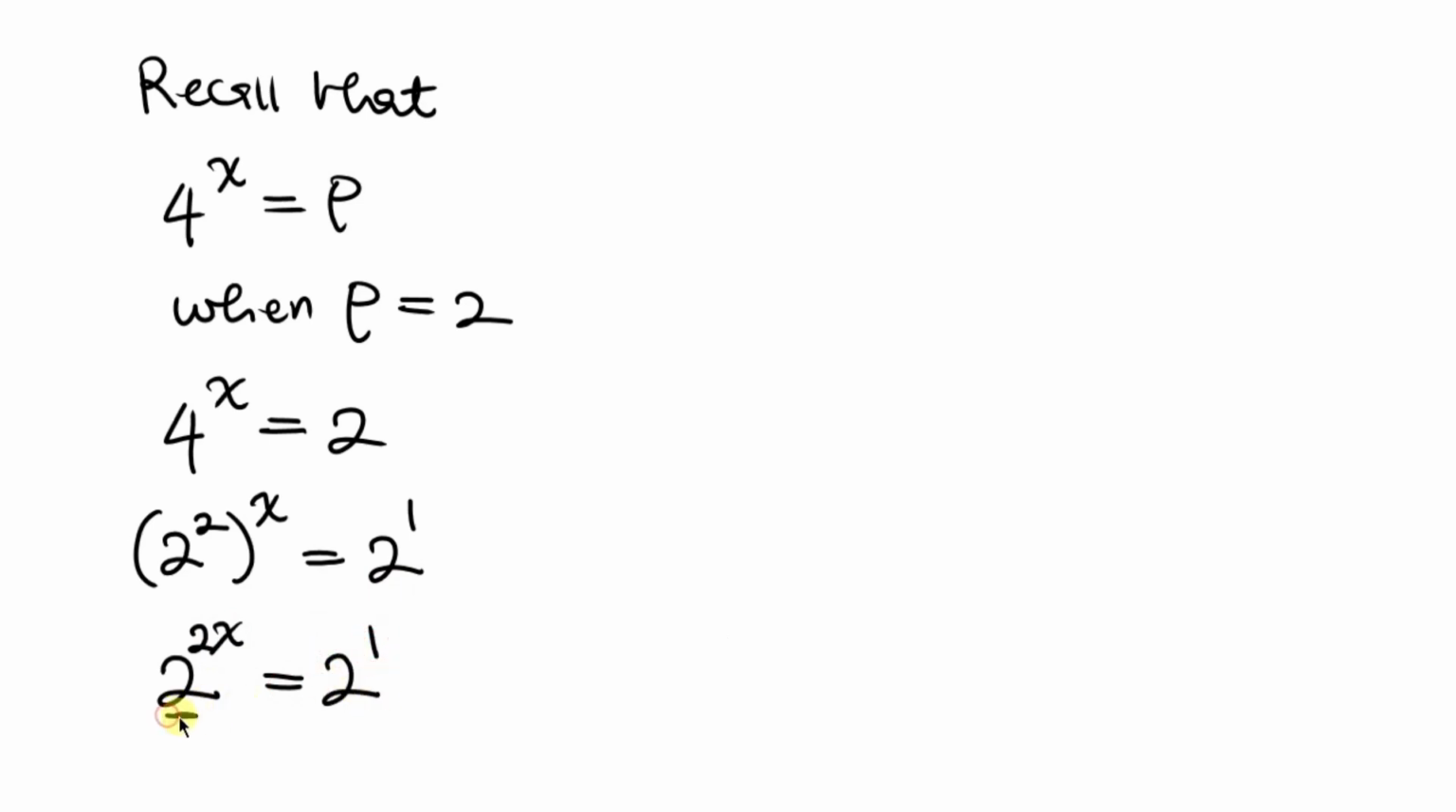Now, the base on the left and the base on the right are the same. So we equate powers. The power on the left is 2x, equal to the power on the right, which is 1. And to get the value of x, we divide both sides by 2. So 2 cancels out 2, leaving behind x equal to 1 all over 2.